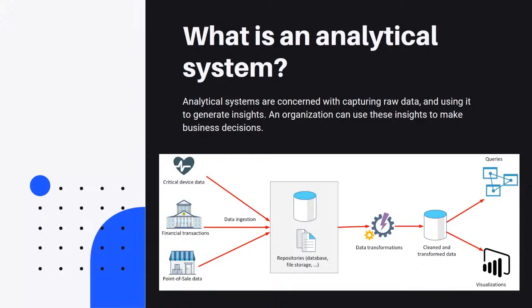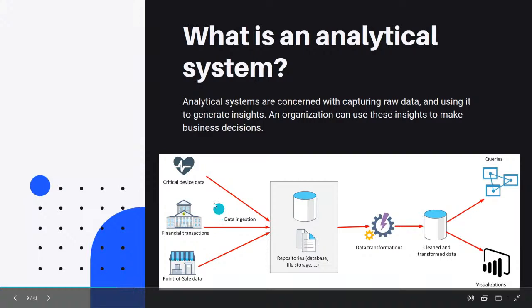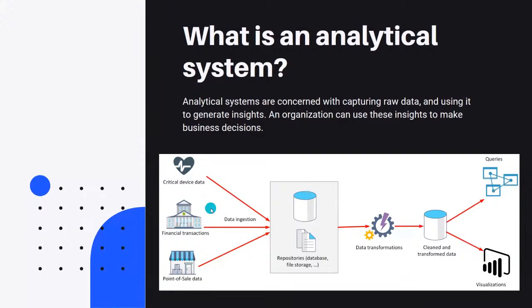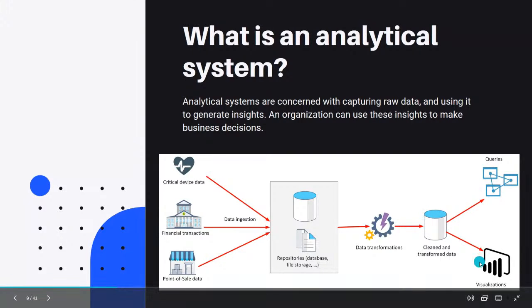Okay, here in this diagram we could see that first of all we have critical device data, then financial transactions, then point of sale data, and all this raw data goes through data ingestion. That means it will be transported for processing. Then after data transformation, after the whole processing and after making useful data from it, it is further passed for either queries or visualization.